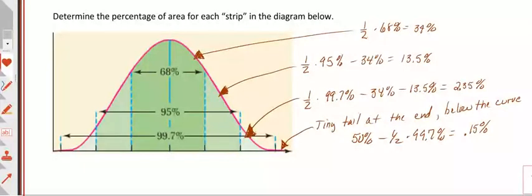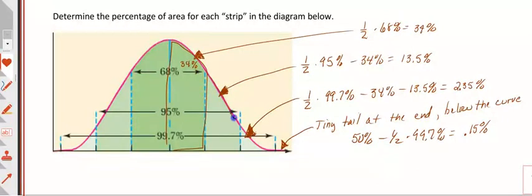I know that we did this earlier, but just to emphasize how easy it is to determine the percentage for each of these strips. Remember, we go out 3 standard deviations in each direction, and that represents a strip of area under the curve. And so this strip between the mean and 1 standard deviation can be found by taking half of 68%. So this strip we found earlier was 34%.